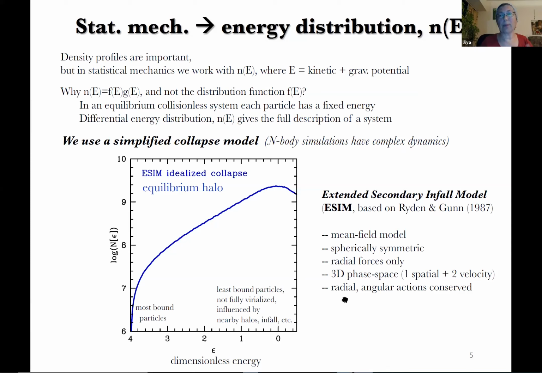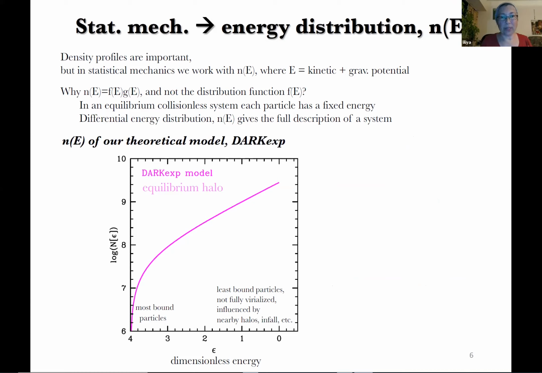And during the spherical collapse, radial and angular actions are conserved for each particle. So some of what I will present has results from this. And this is the energy distribution for ESIM, for these idealized collapses. And finally, let me present the result of our theoretical model, which I'll describe in a second, but first I want to show just the energy distribution.